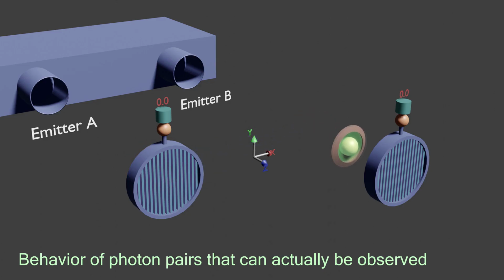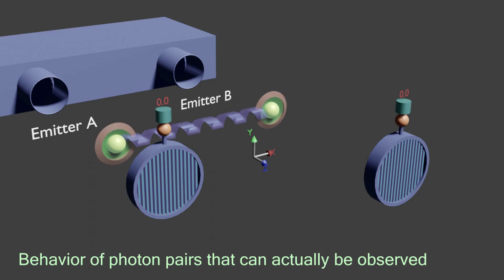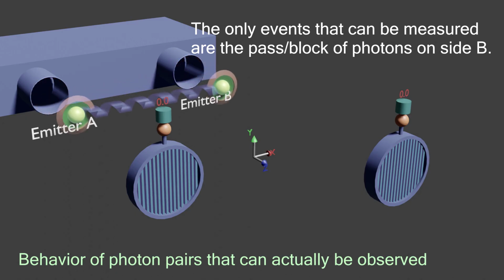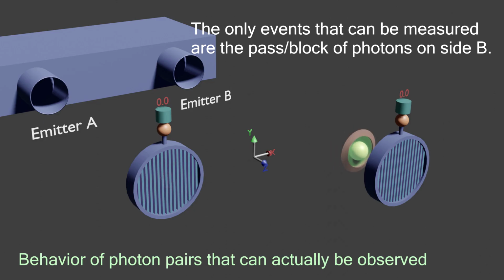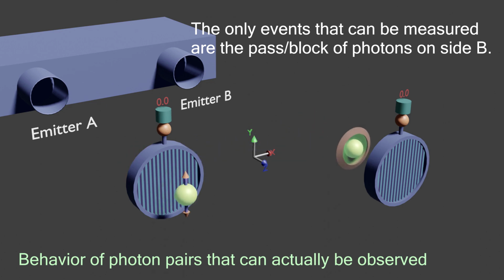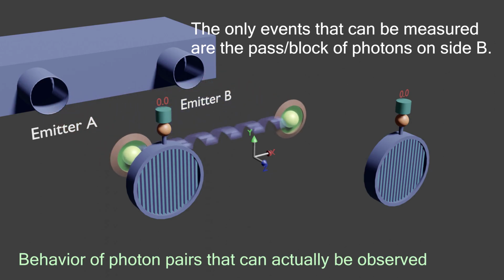However, it is just an interpretation, and you cannot visually confirm the collapse of photons on the B side as shown in the last animation. What can actually be observed is the pass-block result obtained on side B by passing the photon through the installed filter. A pair of photons that pass the A side filter will pass the B side filter with 100% probability. A pair of photons blocked by the filter on side A will always be blocked on side B as well.